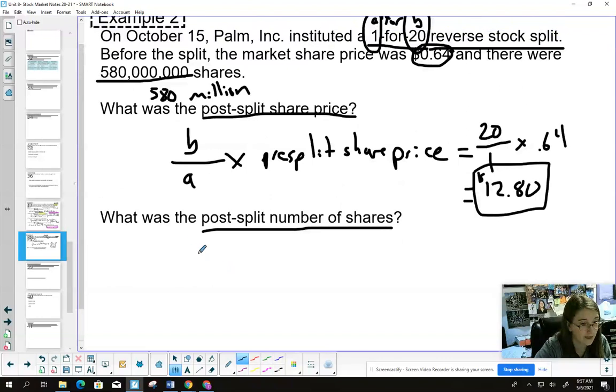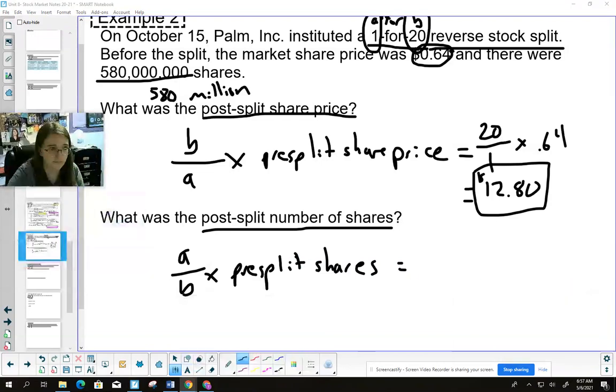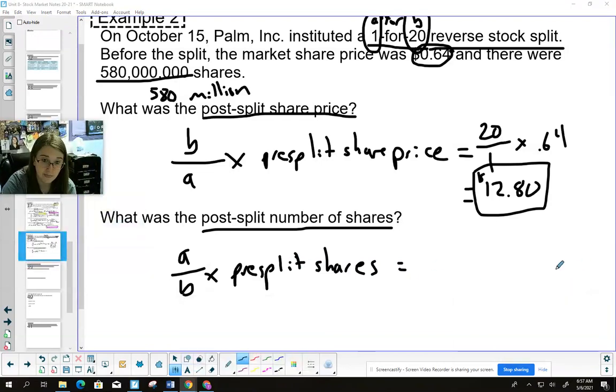Because we're going to see that here now on the post-split number of shares, which once again, what's that formula? Flip it, right? A over B times the pre-split shares. Like I said, I'm going to go ahead and use 580 for 580 million. If you want to use all the zeros, you can. So go ahead and plug this in. And what you're going to see is now, again, since the price increased, the number of shares is going to decrease.